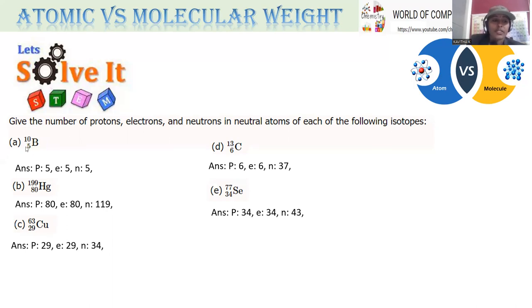Now, for this atom, how many protons? Protons exactly equal the atomic number. Atomic number is 5, that's why protons are 5.